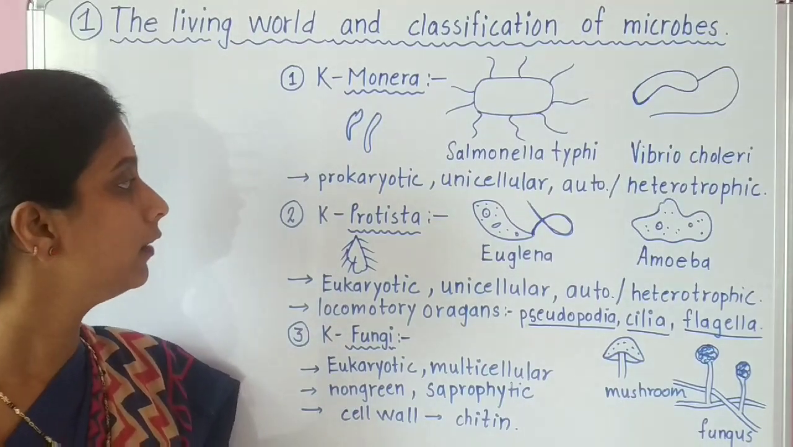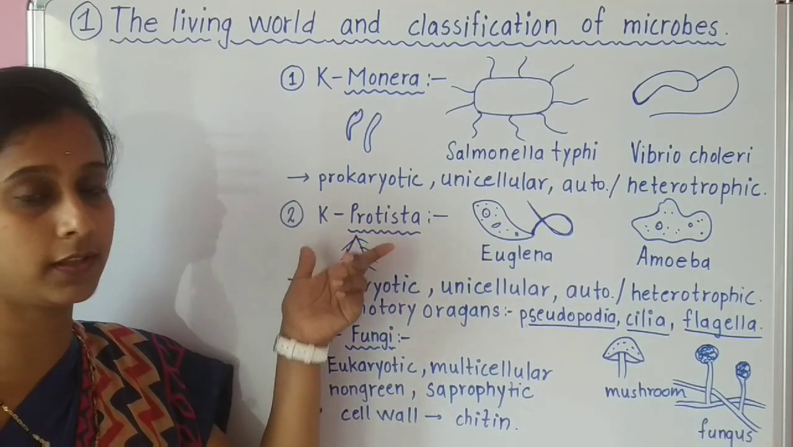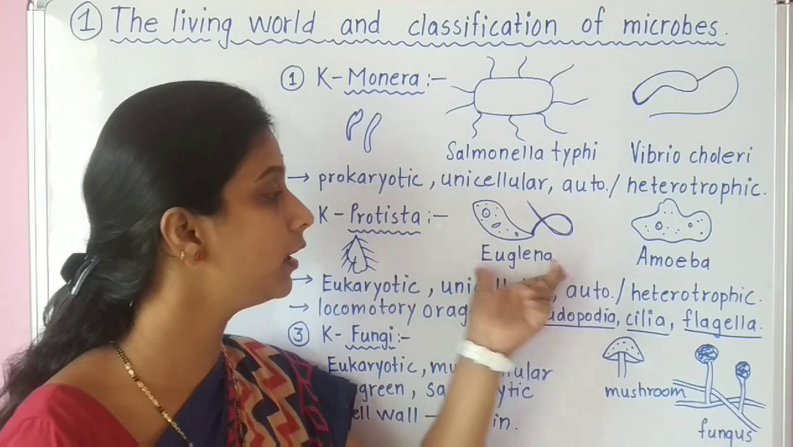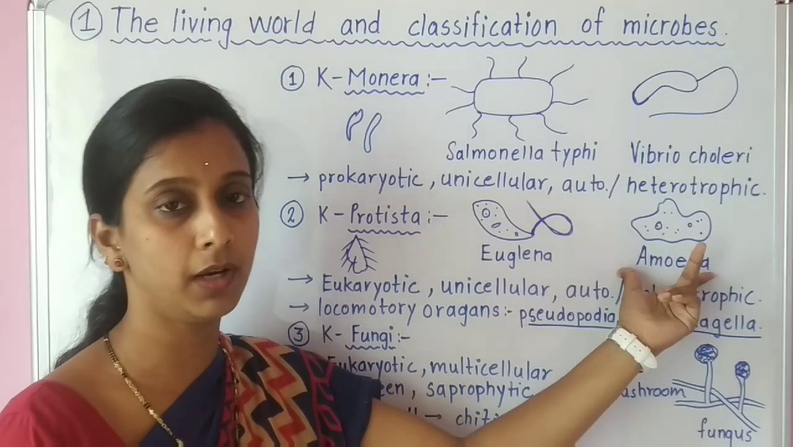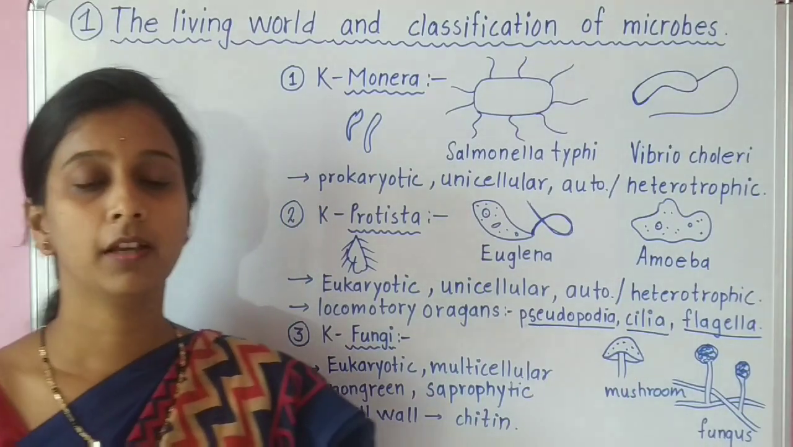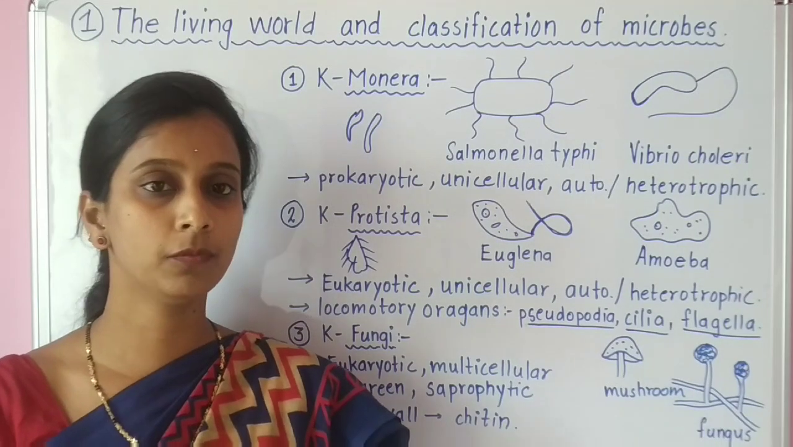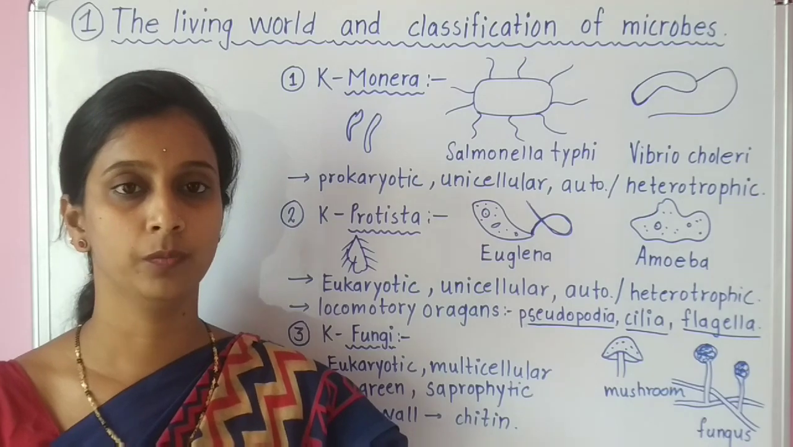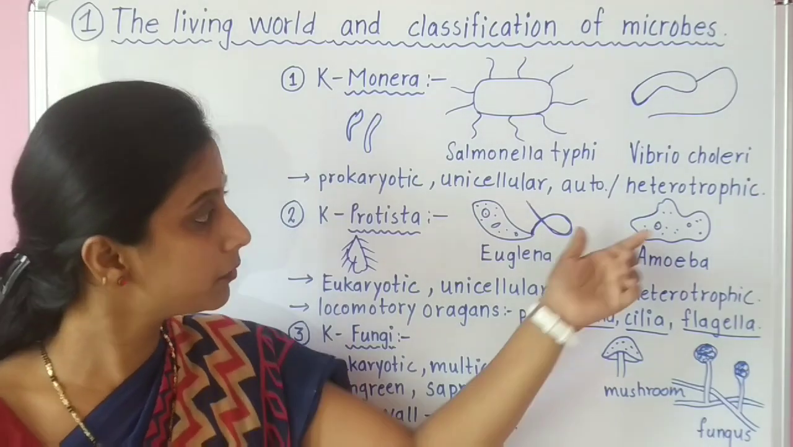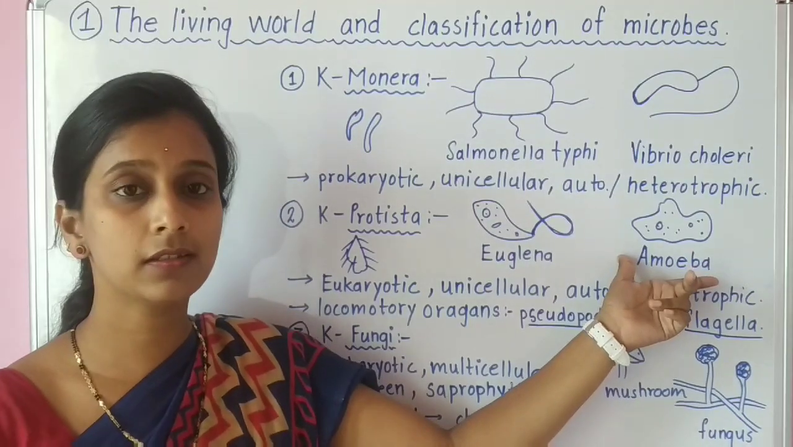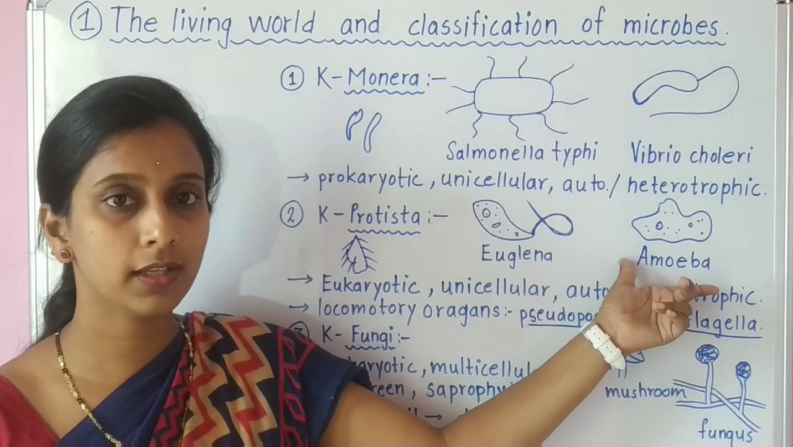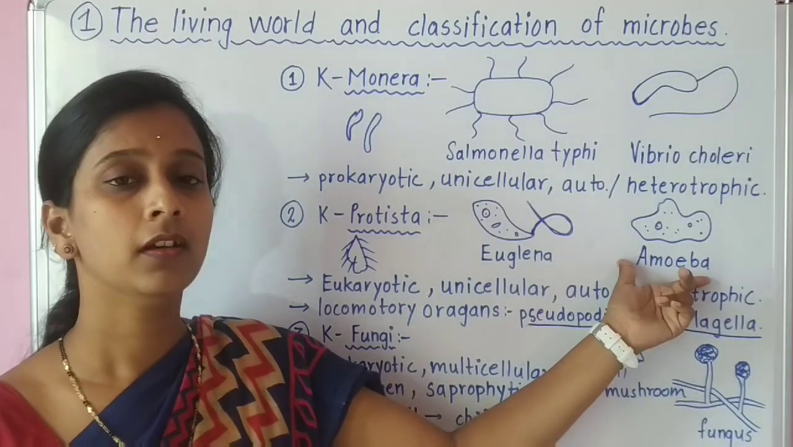Now come to the next kingdom, Protista. Here also you can see two diagrams. The first is of Euglena, and the other is of amoeba. Again, let's take an example here. If we take a drop of pond water on a slide and observe under the microscope, then we can see the same structure like this. It is clear that pond water contains amoeba. These microorganisms are amoeba.